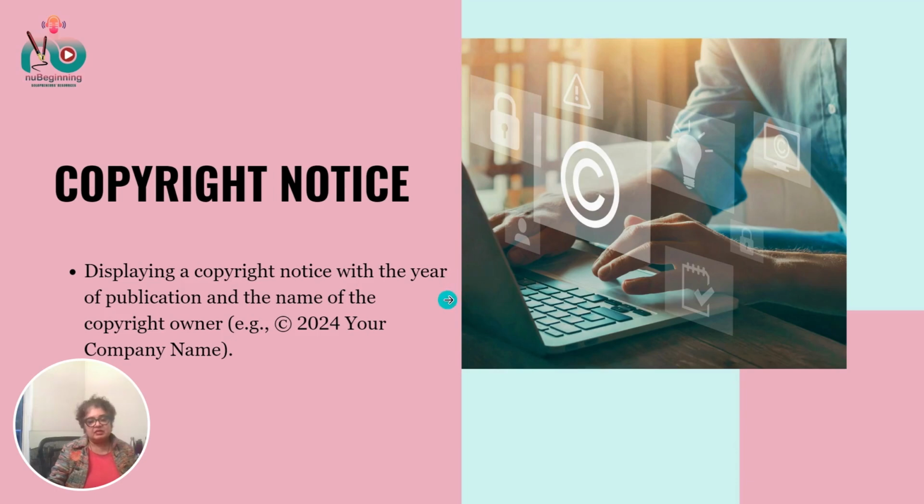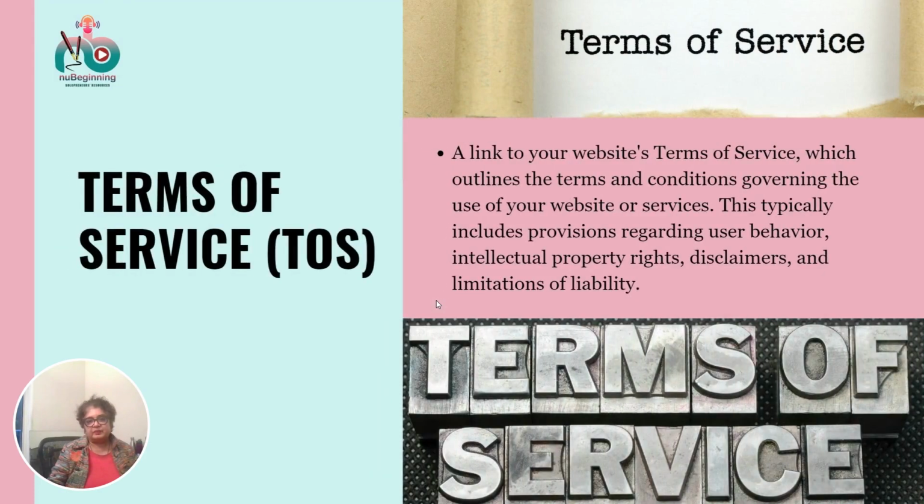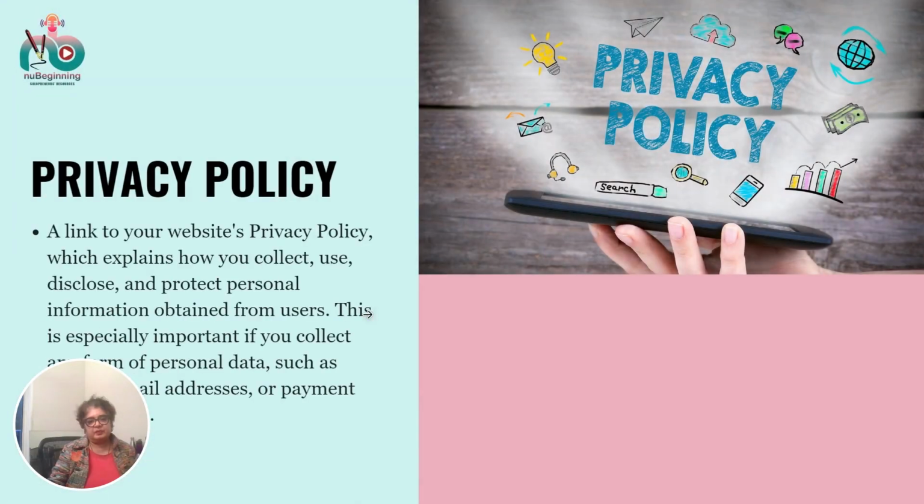One, copyright notice. You don't want anyone to be copying, right? So just display the copyright notice with your company name, year, and the owner. Terms of service. Link your website's terms of service, which outlines the terms and conditions governing the use of your website and services. This typically includes provisions regarding user behavior, intellectual property rights, disclaimers, and limitations of liability.